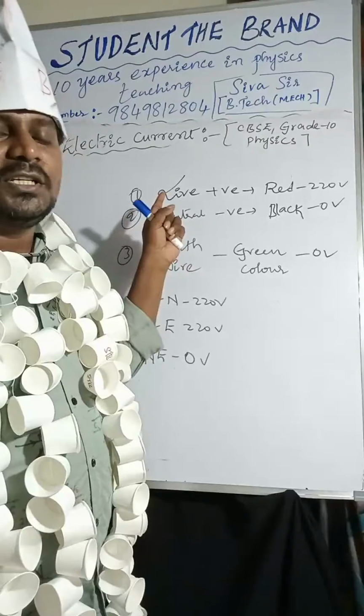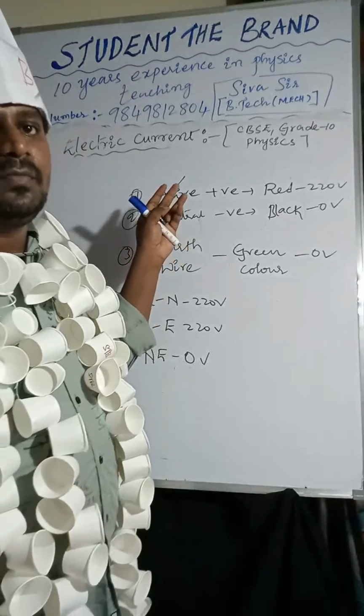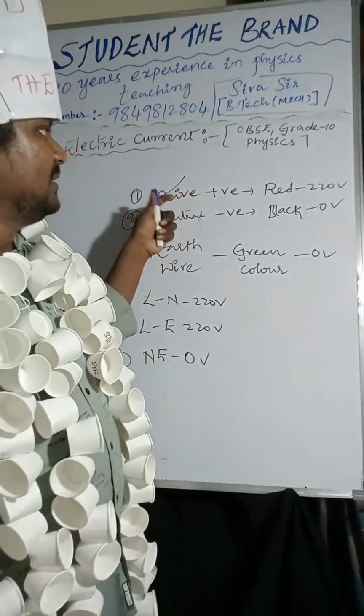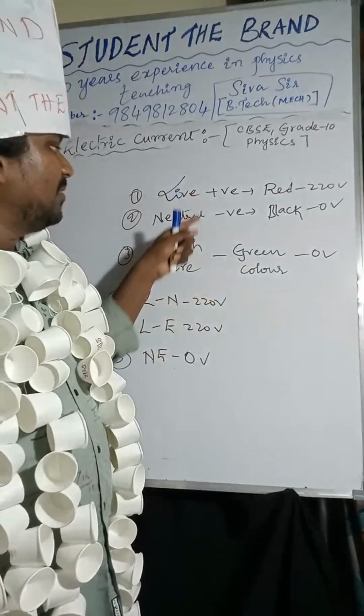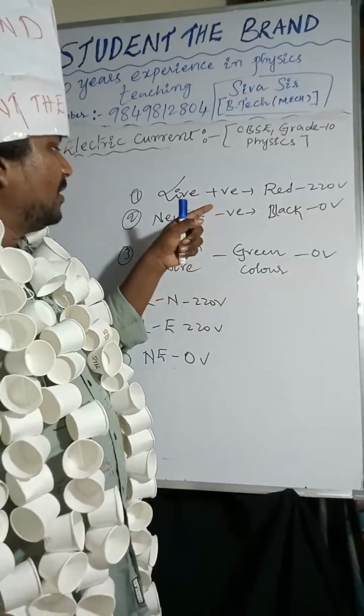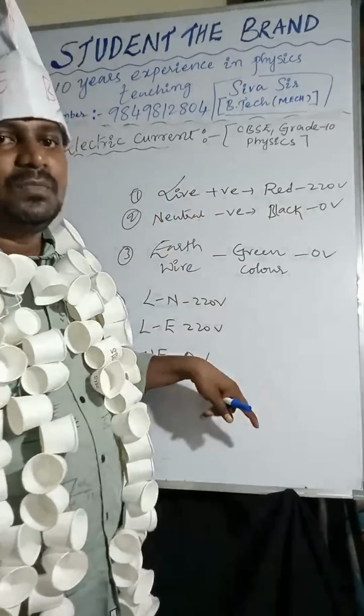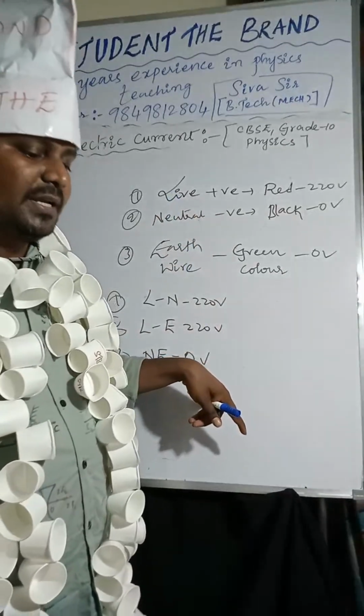One more question is very important from the exam point of view. This question will come: the potential difference between the live wire and neutral wire is 220, between the live wire and earth wire is 220, and between the neutral wire and earth wire is 0.